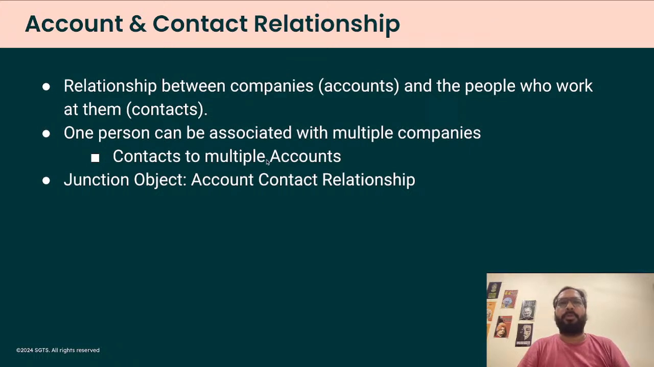Okay, if you do so, you will be having one junction object created, account contact relationship. So junction objects are those objects which are related to two parents. So when account contact relationship object will be created, it will be having a relationship with account as well as contact. Okay, so I will show you how this basically works.